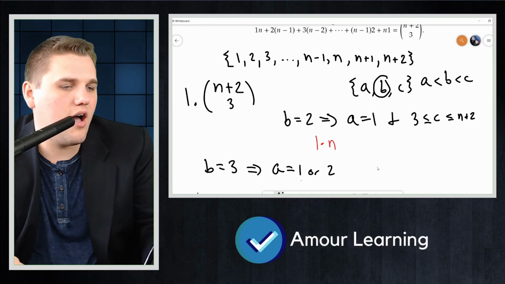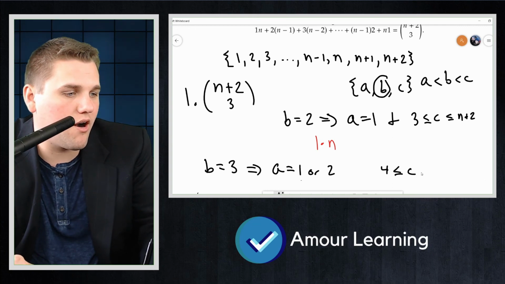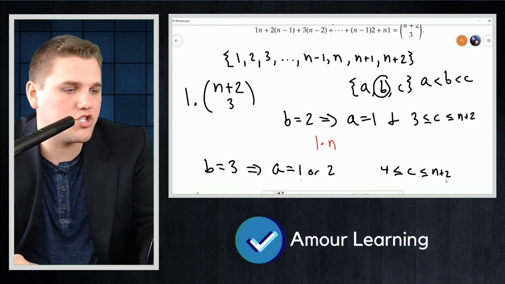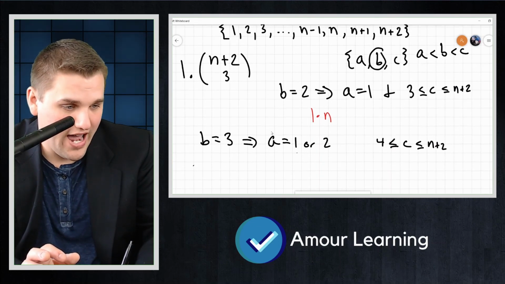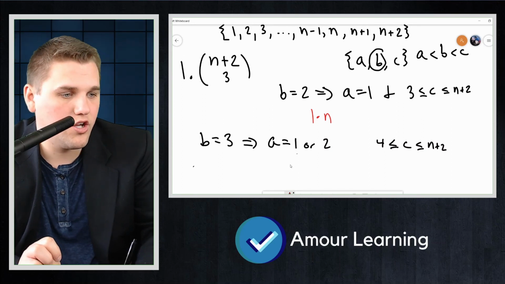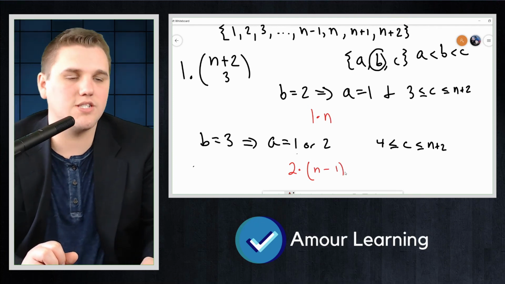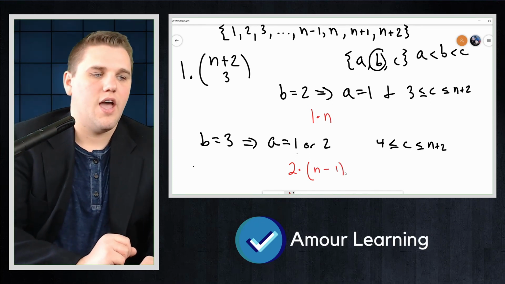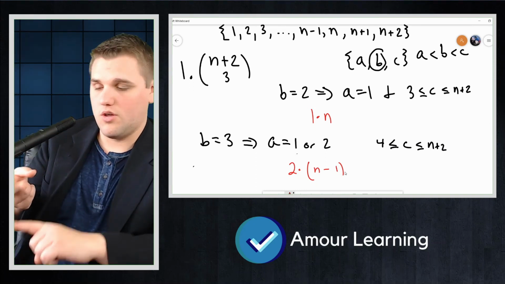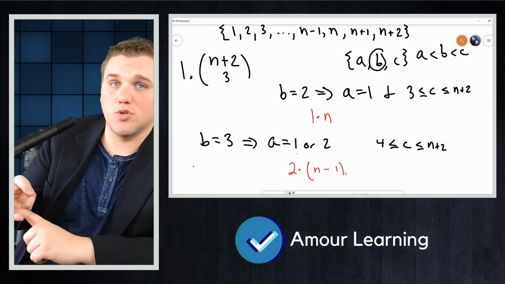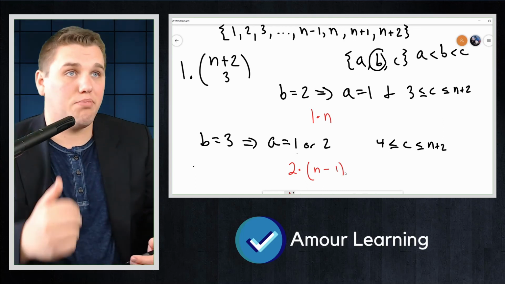In this case, because b is 3, that means c has to be between 4 and n plus 2, which there are n-1 ways of doing that. So that means that in this scenario, there are 2 choices for a and n-1 choices for c. Okay, so we've counted all the 3 element subsets where b equals 2, or b equals 3. We could do it for b equals 4, and so on. We can do it, in fact, all the way up to b equals n plus 1.